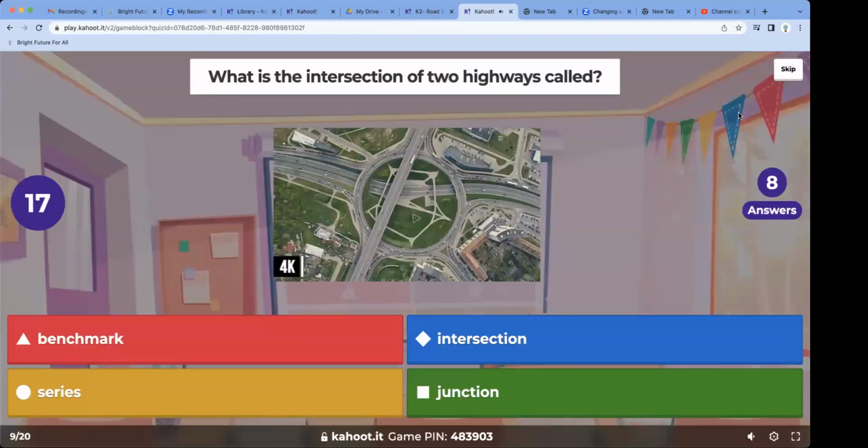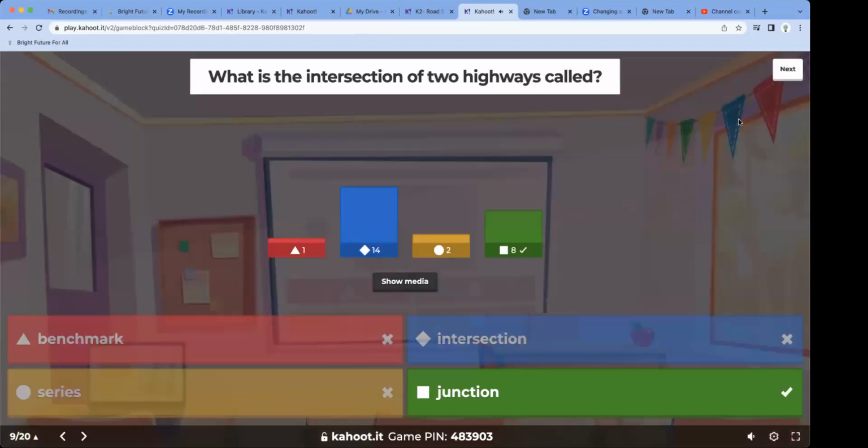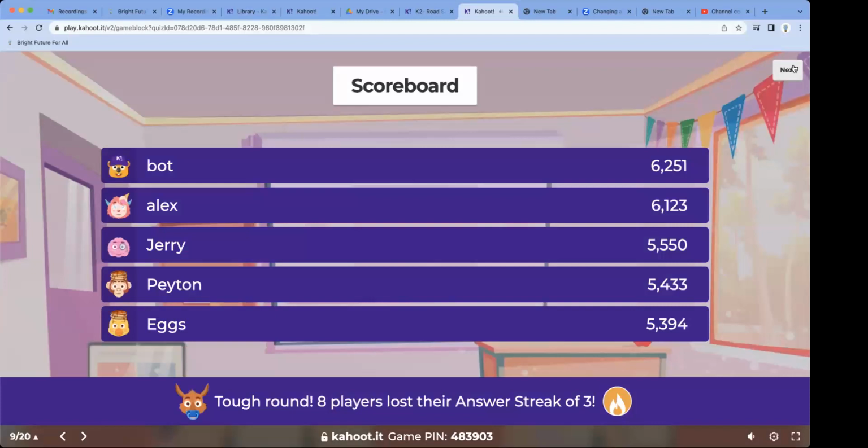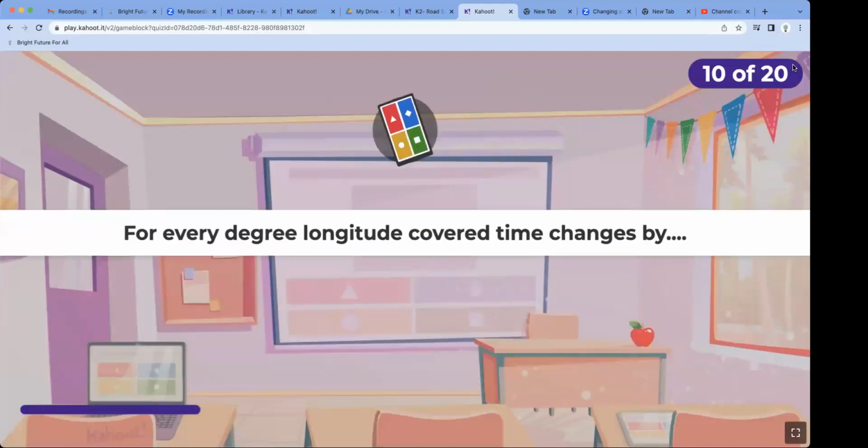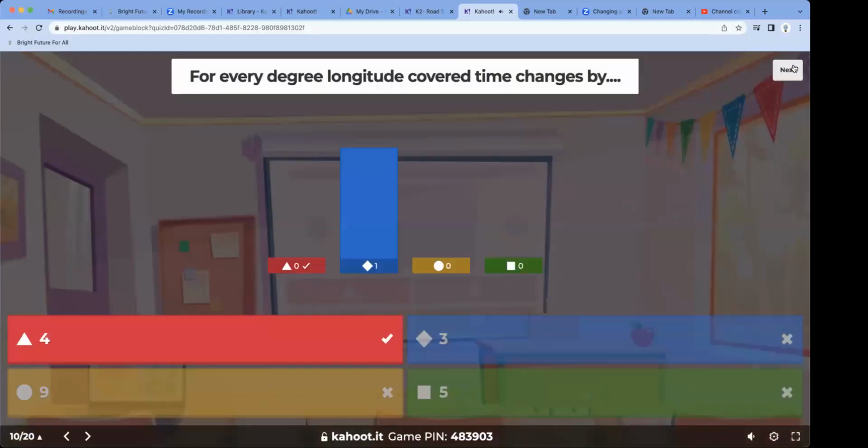Yeah, this one, hopefully you guys know. Yeah, these are just the intersection of two highways. It's just called a junction. That's just a fact. Okay, we can skip this one.